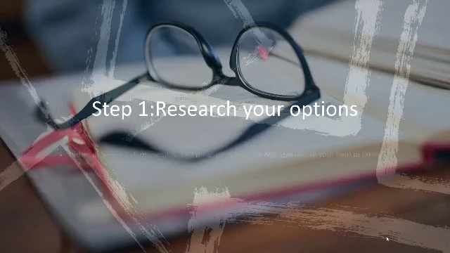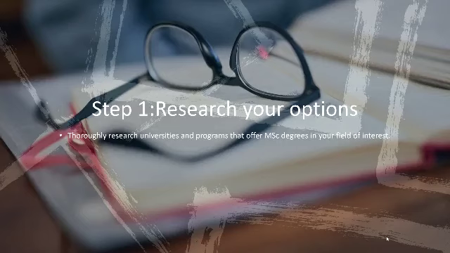So first of all, I say research your options. You need to do a thorough research of universities and programs that offer MSc degrees in your field of interest. I do not choose a specific interest here. This could be any area at all. Maybe you may want to do a master's in computer science, engineering, sociology, MSc in anything. There are so many fields, even public health and any field of your choice. So first of all, look at the various fields that are there. Which one do you actually want to study? Once you make up your mind, you now want to look at the universities that are offering that course.